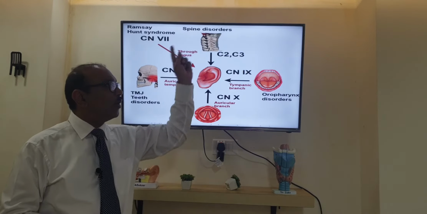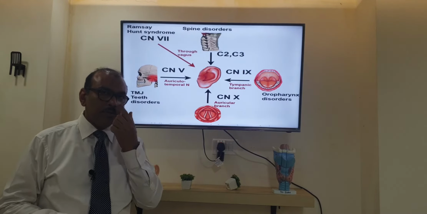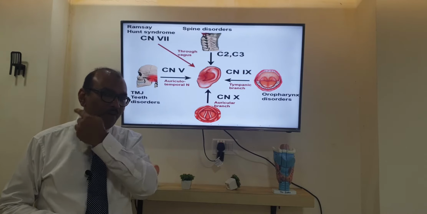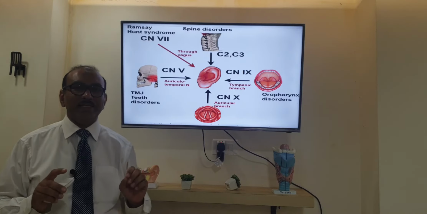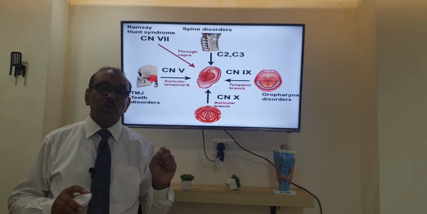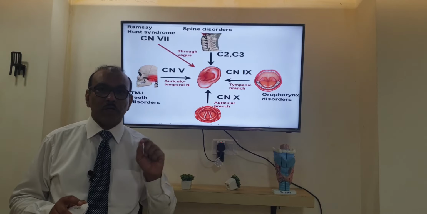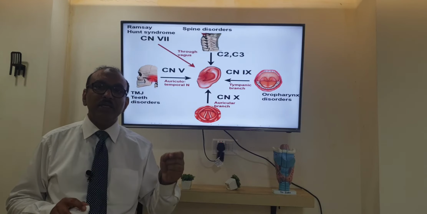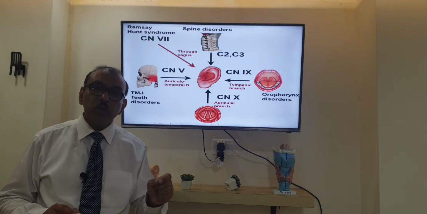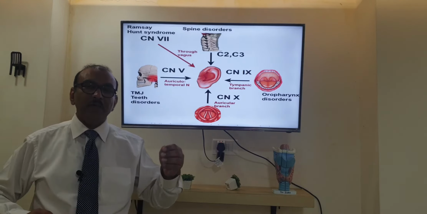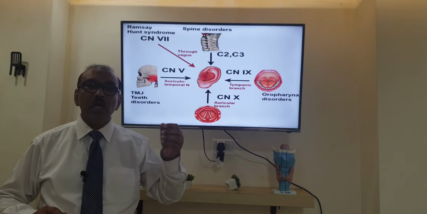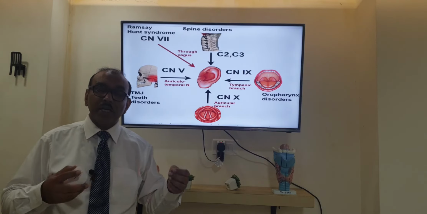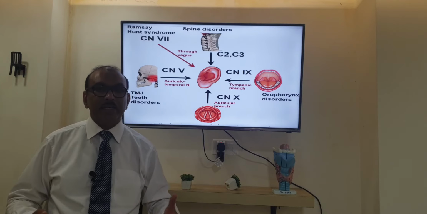So we have to examine all these areas: the nose, behind the nose, the head and neck, everything has to be examined to come to a diagnosis, to know the cause of this otalgia when we don't find the cause in the ear. That is mainly for secondary otalgia. This is especially important if the age is more than 40 or 50, because one of the main causes of secondary otalgia is malignancy.